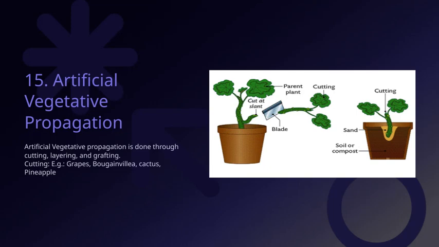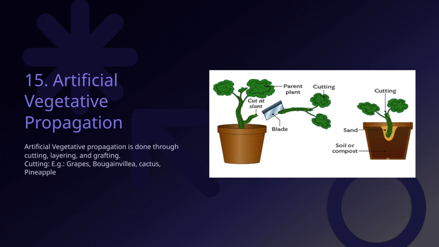Artificial vegetative propagation is a fascinating method used by humans to reproduce plants efficiently. It involves techniques like cutting, layering, and grafting, which allow us to create new plants that are genetically identical to the parent. For example, cuttings are commonly used with plants like grapes, bougainvillea, cactus, and pineapple. These plants can be propagated quickly and easily by taking a part of the plant, such as a stem or leaf, and planting it to grow a new, healthy plant.